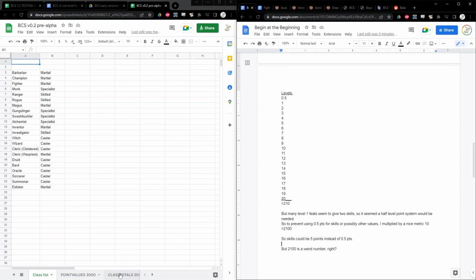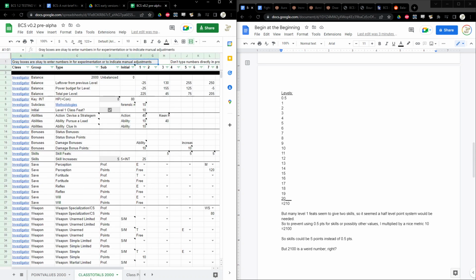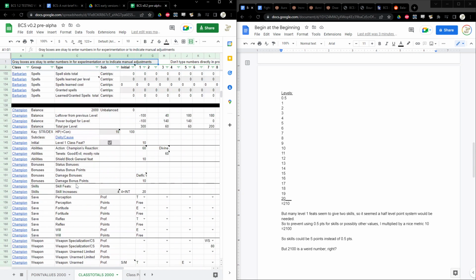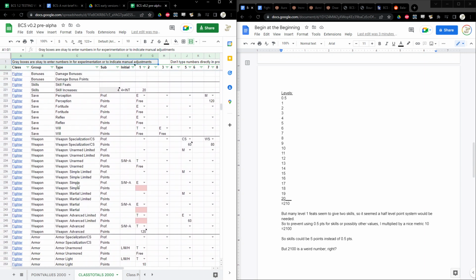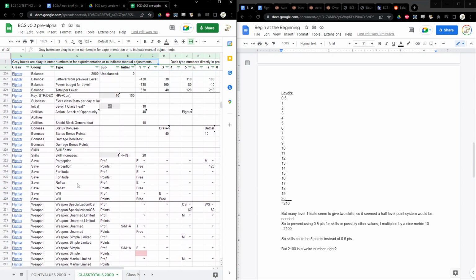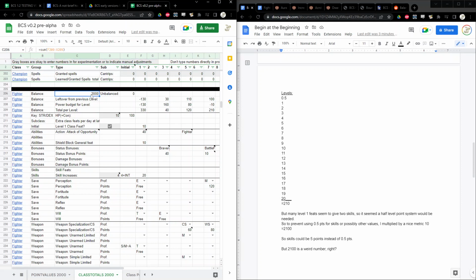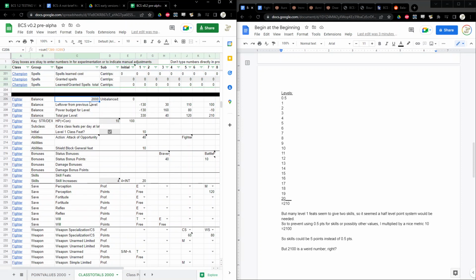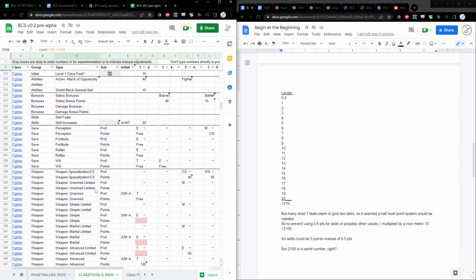But once the numbers started coming together, I thought, oh wait, there might actually be a point value system here. And you can see in the class totals here, when I was trying to get to 2000, we just glance at the fighter here. You can see I actually got it to balance to 2000. And there's various ways I went about that.